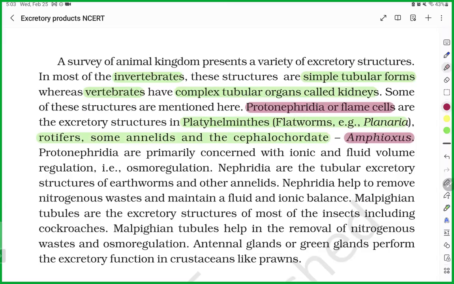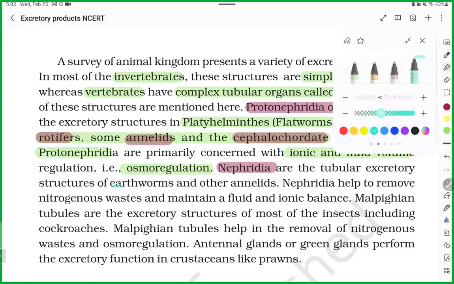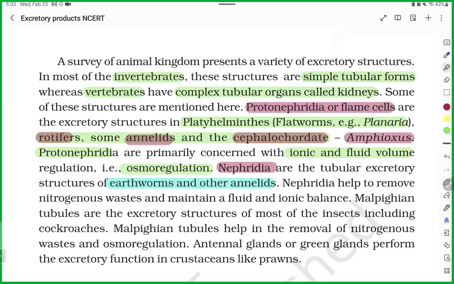So this can be asked from the animal kingdom. Platyhelminthes you already know, so you will never face a problem. But rotifers, some annelids, or cephalochordates can be asked. What is the main function of these protonephridia? Ionic and fluid balance, osmoregulation is the main function. Correct. Second, you have nephridia in annelida, in earthworm and other annelids.